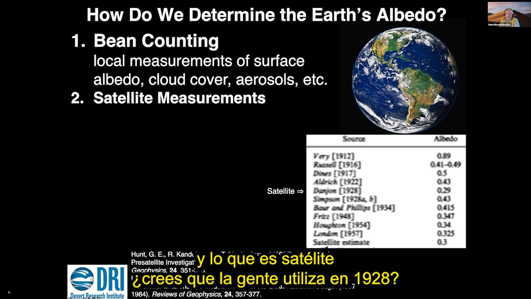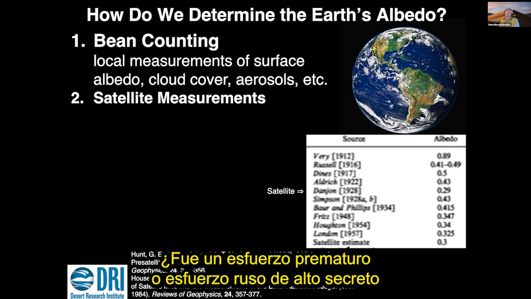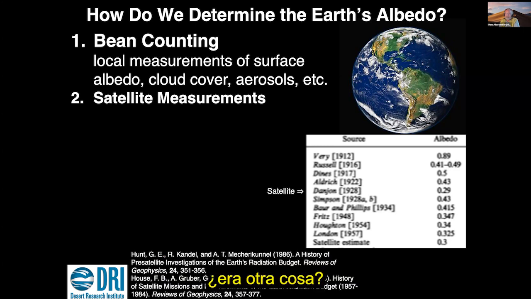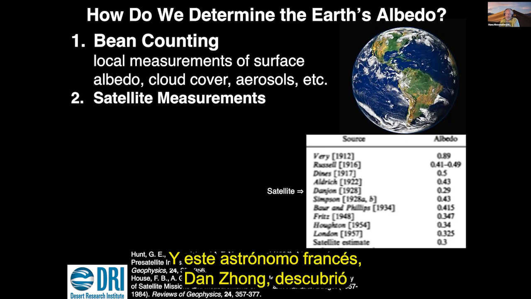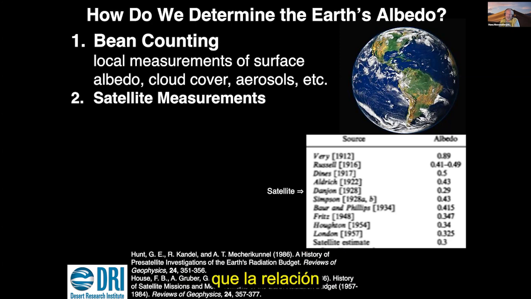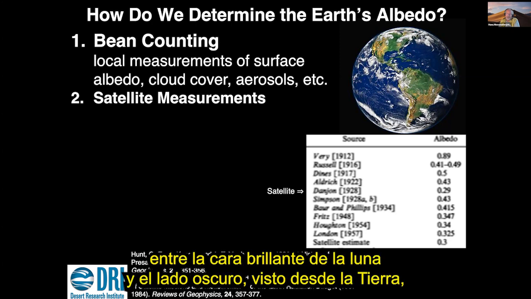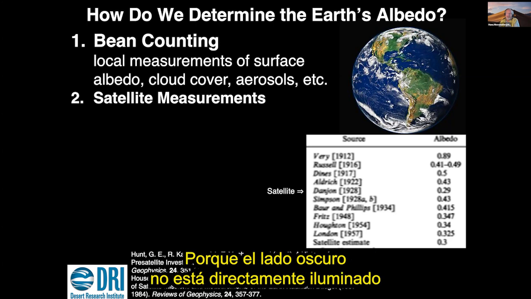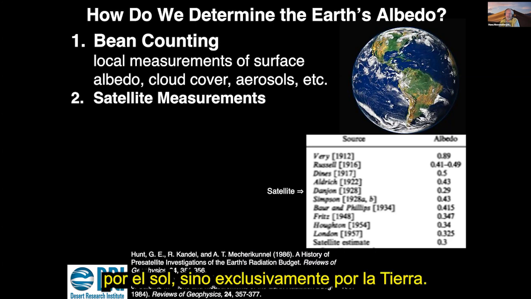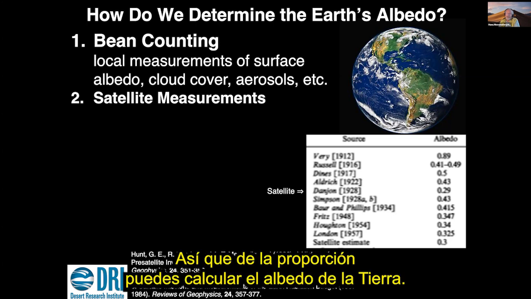And what satellite do you think people used in 1928? Was it an early German effort or a top secret Russian effort or something else? No, we had only one satellite in 1928, and that was the moon. And this French astronomer Danjon figured out that the ratio between the bright side of the moon and the dark side, as seen from the Earth, was determined by the amount of light reflected by the Earth, because the dark side is not directly illuminated by the sun, but exclusively by the Earth. So out of the ratio, you can calculate the Earth albedo.